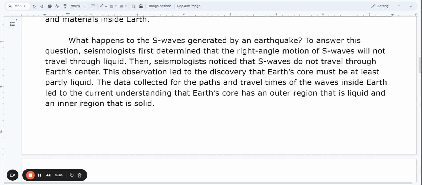What happens to S waves generated by an earthquake? To answer this question, seismologists first determined that the right angle motion of S waves will not travel through a liquid. Then, seismologists noticed that S waves do not travel through Earth's center. This observation led to the discovery that Earth's core must be at least partially liquid. The data collected for the paths and travel times of the waves inside Earth led to the current understanding that Earth's core has an outer region that is liquid and an inner region that is solid.